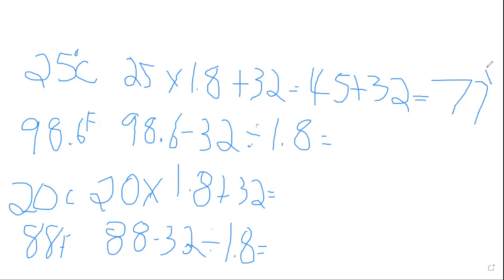Okay, Fahrenheit. Okay, the next one, we're going to do the 98.6 minus the 32, divided by 1.8. So you should have gotten 66.6 divided by 1.8, and that should have gave you 37 Celsius.